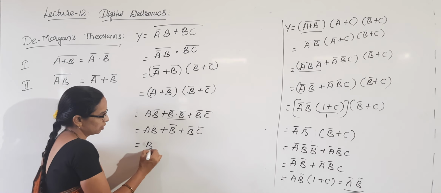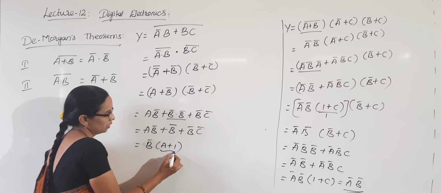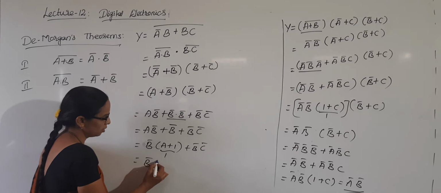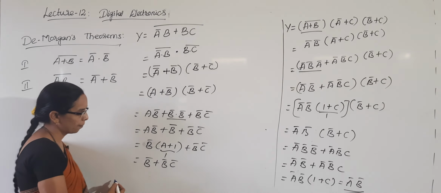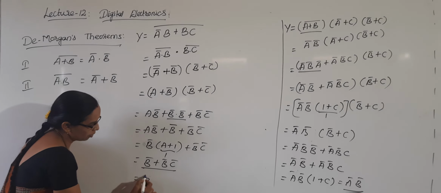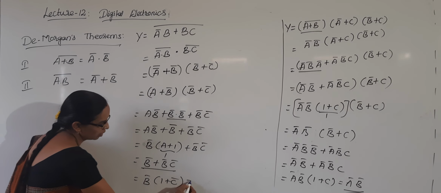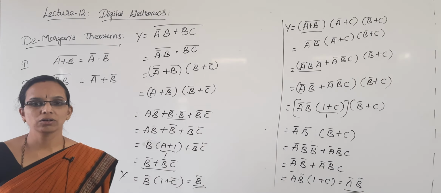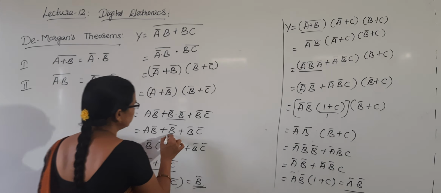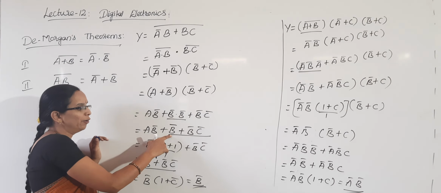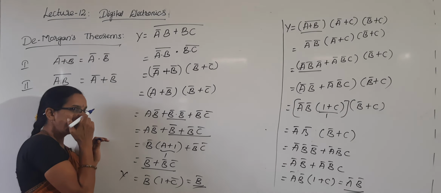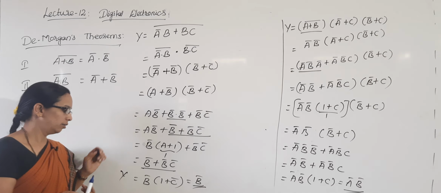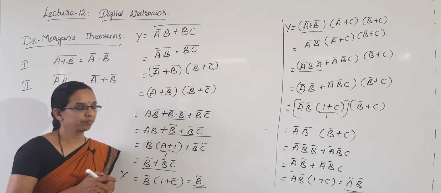If I take B̄ common, (A + 1) it will be 1, plus B̄·C̄. I will get B̄ plus B̄·C̄. Here you can take B̄ common, 1 plus C̄, so B̄ will be the final answer. In this step, you can even take B̄ common, 1 plus C̄ will be 1 again. So 1 plus A·B̄ plus B̄ will be B̄.